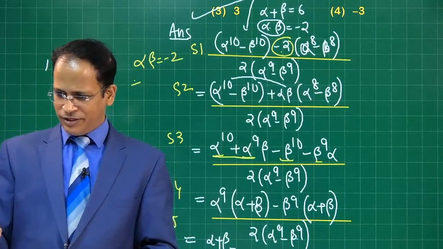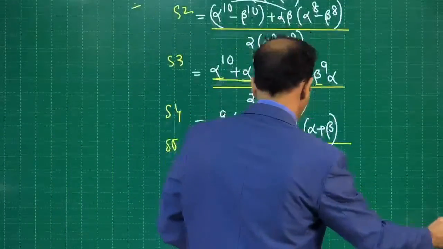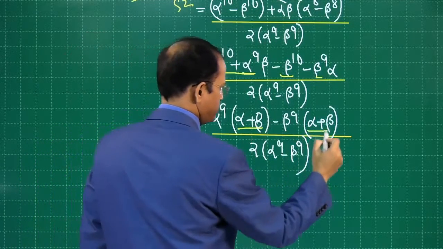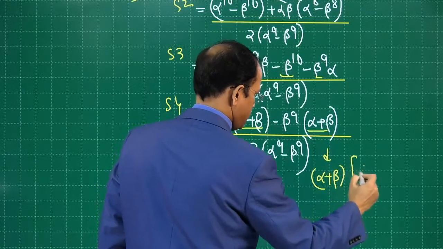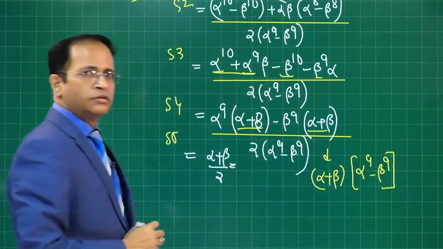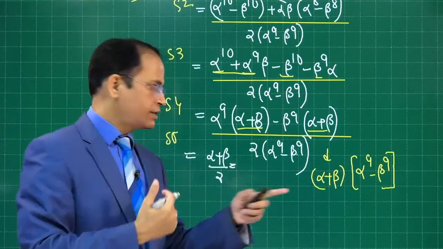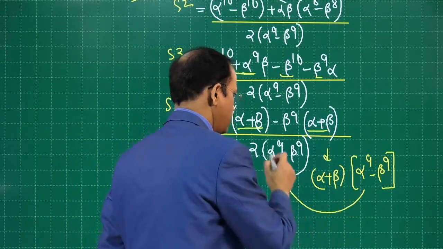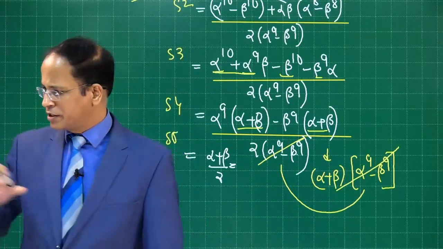Yes, of course. The last step is what I have done, Vignesh. I have taken this alpha plus beta and alpha plus beta common, right? And this is alpha raised to the power 9, beta raised to the power 9. Got it? I have taken alpha plus beta common, and this is alpha raised to the power 9 beta, and also in the denominator we have alpha 9 beta 9. Can you see that? So that's why this is cancelled and this is cancelled. You got it? I hope this is okay. Fine.